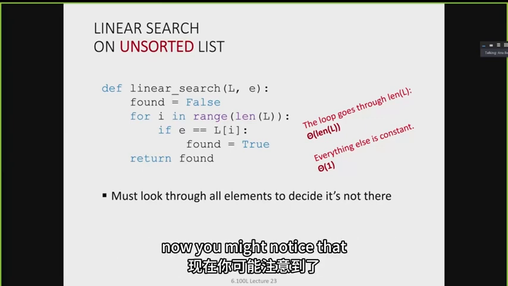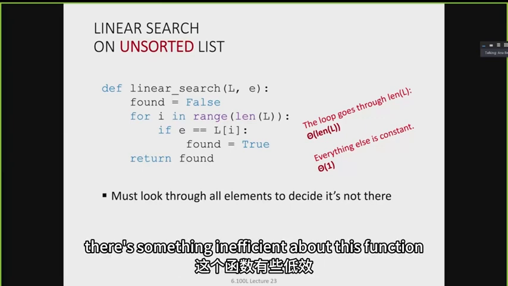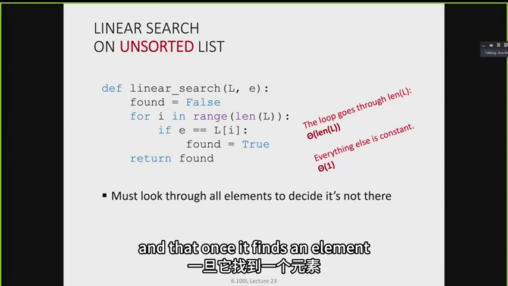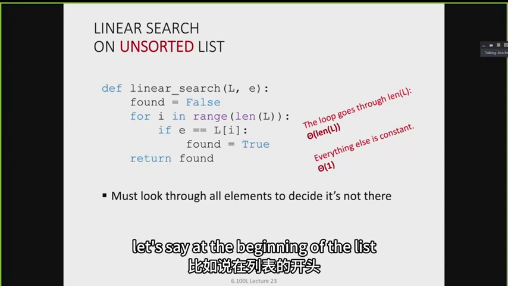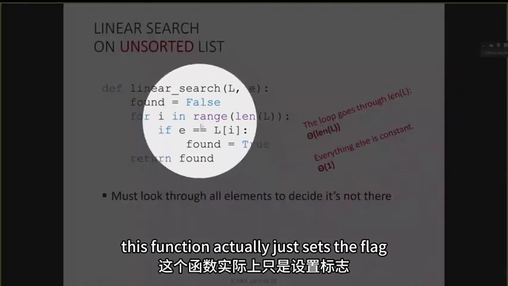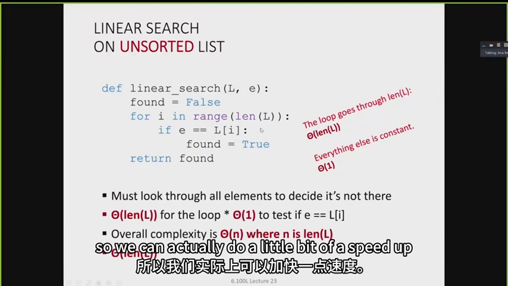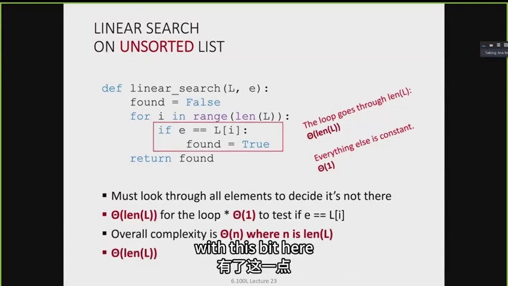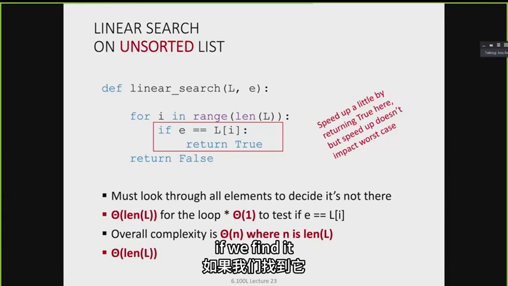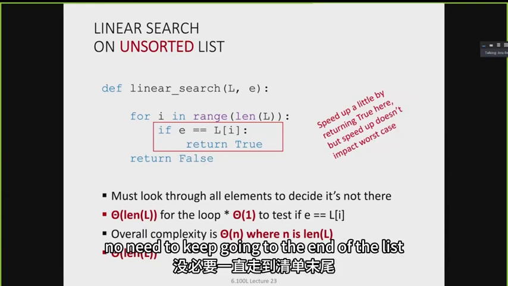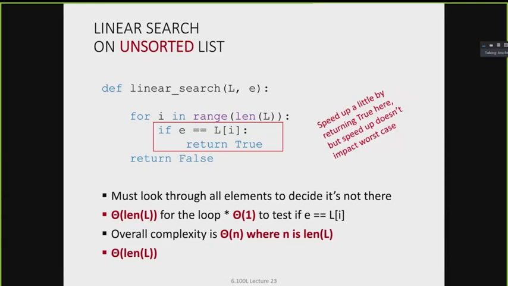Now you might notice that there's something inefficient about this function, and that once it finds an element, let's say at the beginning of the list, this function actually just sets the flag and keeps going through to the end of the list. So we can actually do a little bit of a speed up with this bit here and say that, hey, if we find it, just return true right away. No need to keep going to the end of the list.